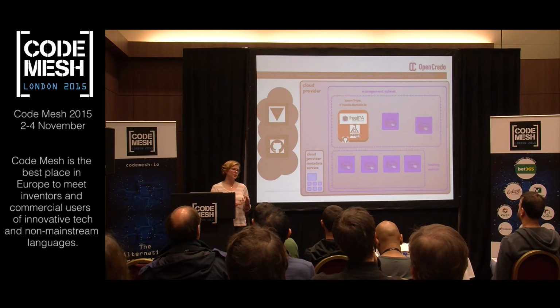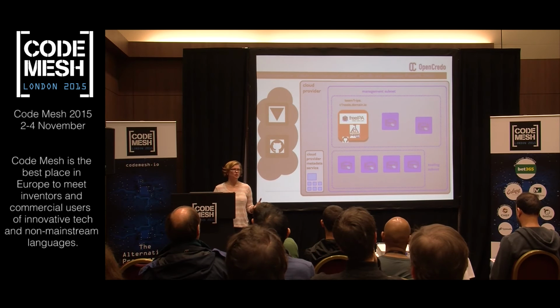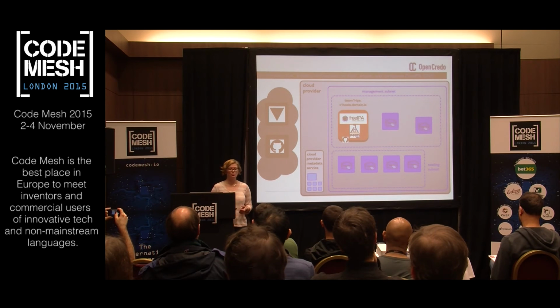One is called FreeIPA. This is something from Red Hat, and this provides us with our internal DNS. This is the portable internal DNS service that we use in the different clouds. It also installs a Puppet master, and that's the thing that we use to help us bootstrap all the rest of the machines and do the config management.